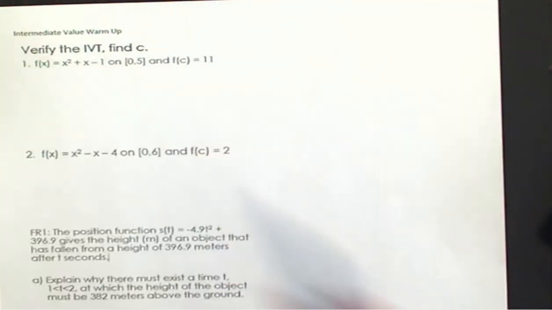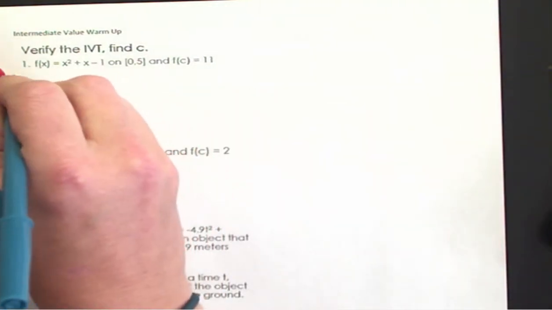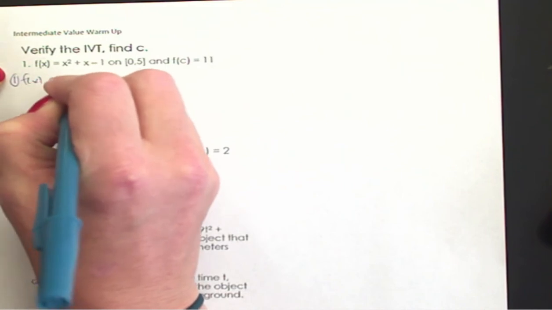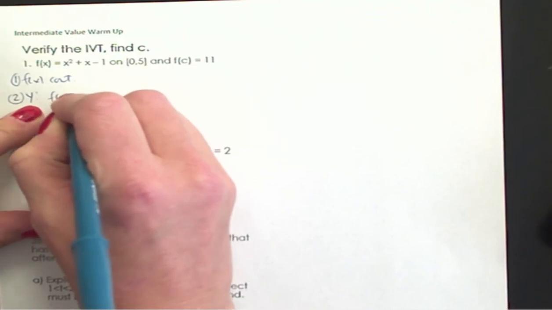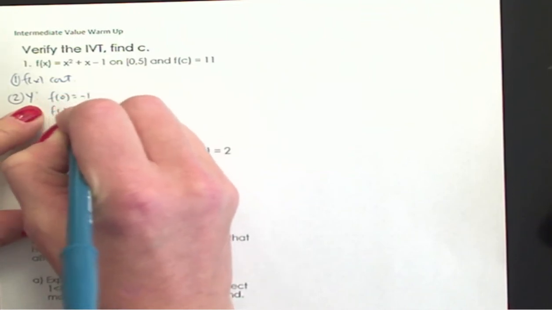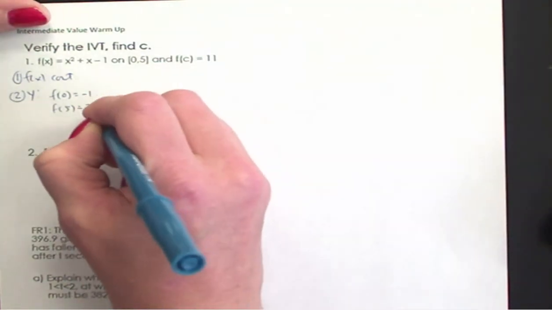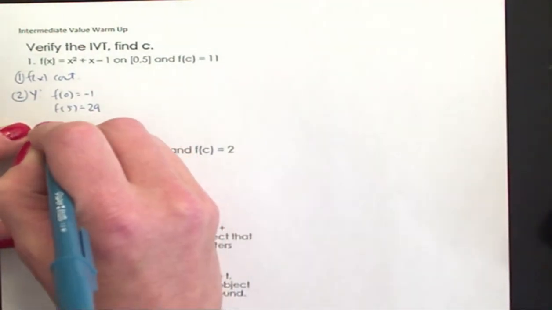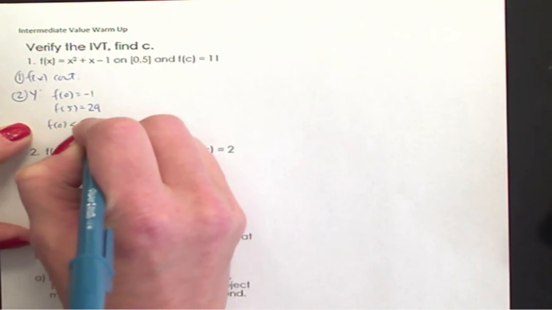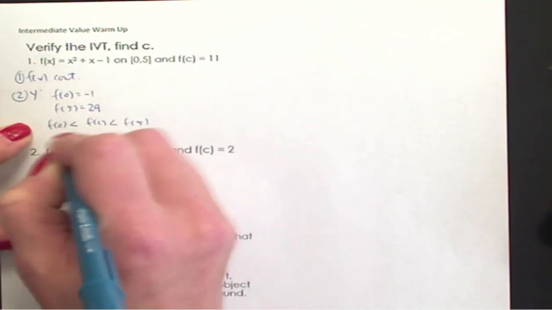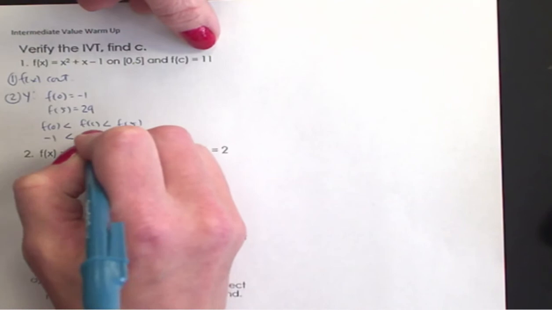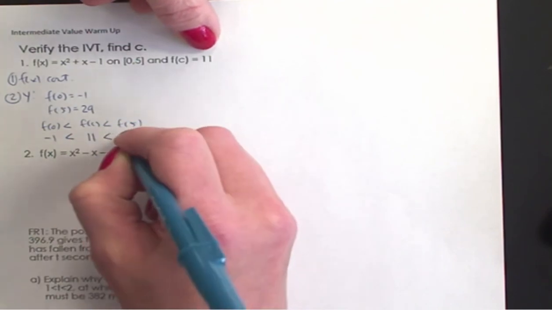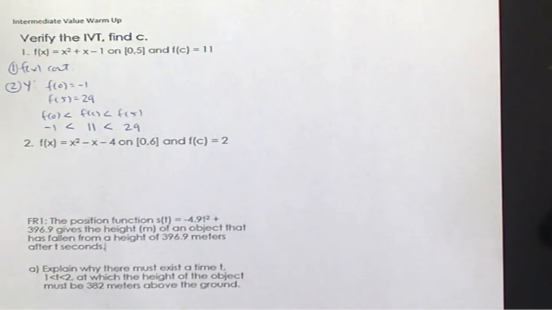Okay, verify the IVT and find c. It says find c, so there's actually 2 questions here. So the first thing I say is f of x is continuous. Second thing I do is compare the y's. So f of 0 is -1. f of 5 is 29. Okay, so f of 0 is less than f of c is less than f of 5. And then I'm actually going to write down the y coordinates. -1 less than the y coordinate in question, less than 29. Okay, so far it's working.